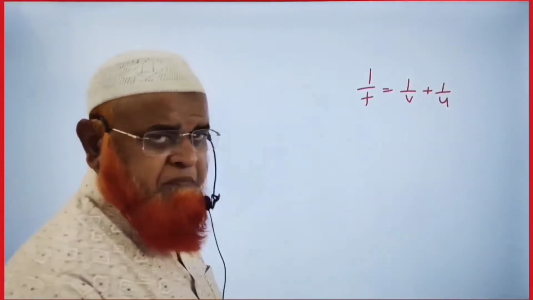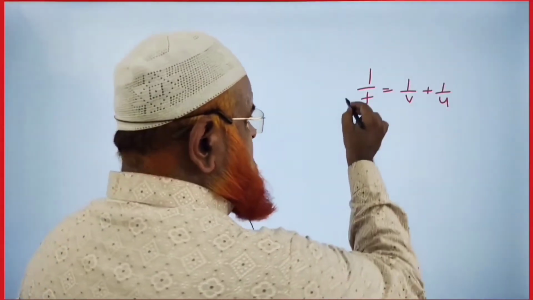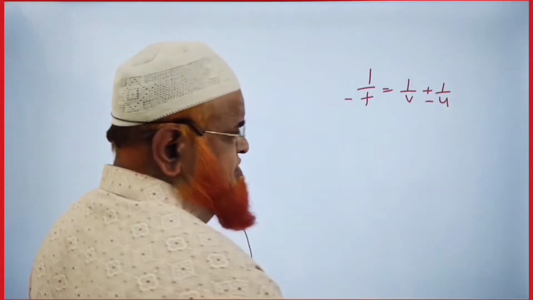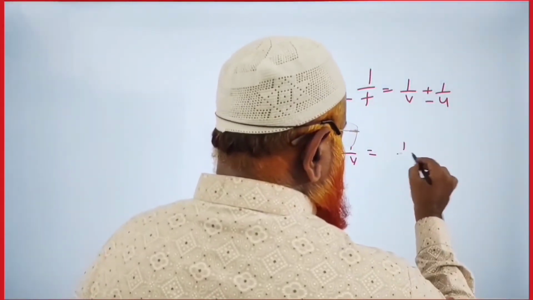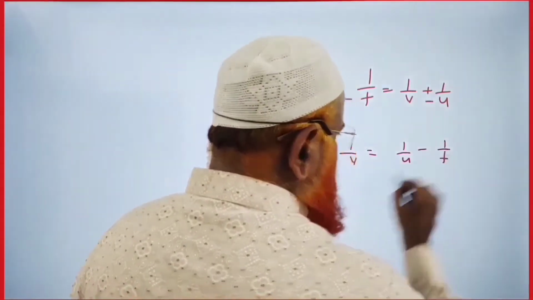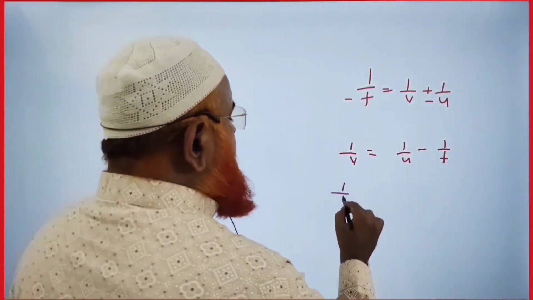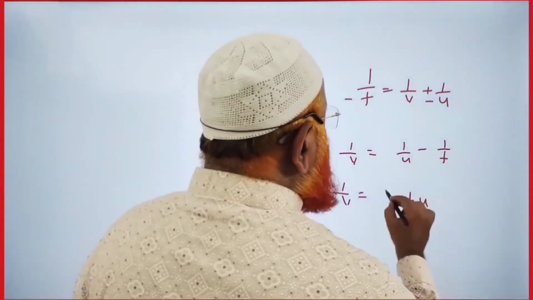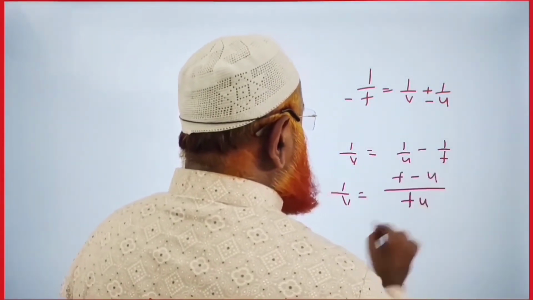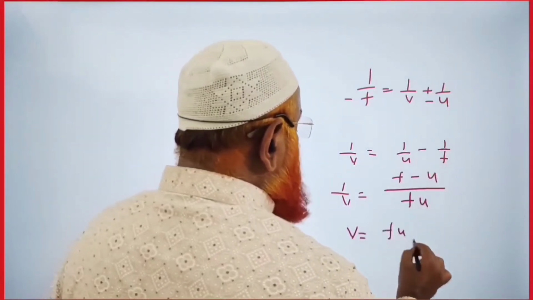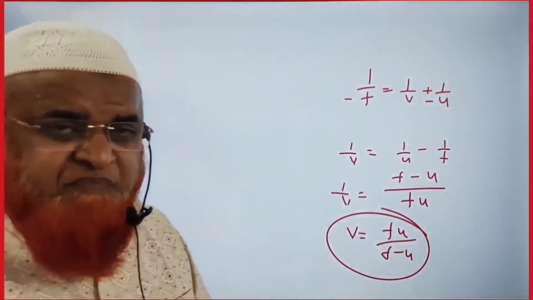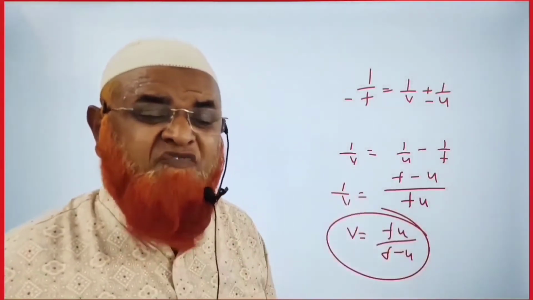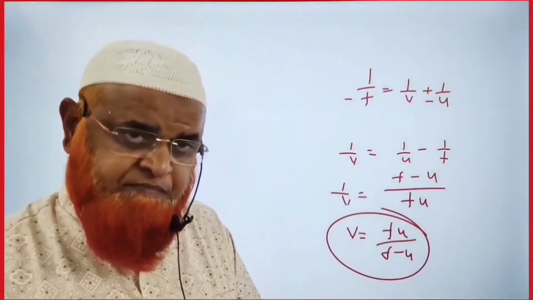This is the mirror formula. I know concave mirror means this is minus and this is also minus. That means 1 by v is equal to 1 by u minus 1 by f. So 1 by v is equal to (u minus f) by fu, that means v is going to become fu by f minus u. You can use this shortcut formula to find out the solution.